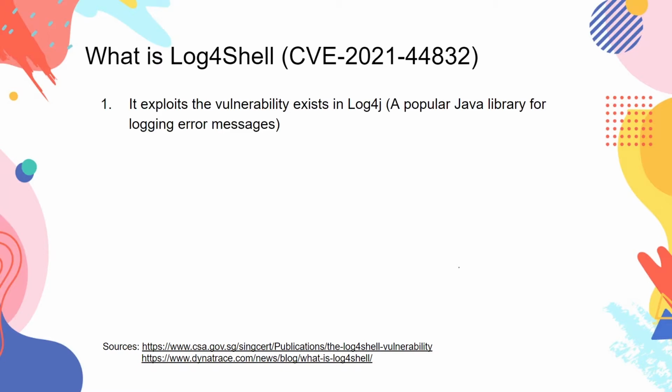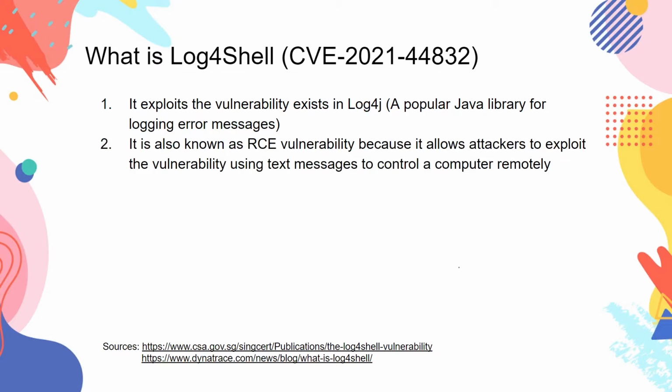Okay, so Log4Shell is an exploitation that exploits a vulnerability that exists in Log4J. Log4J is actually a popular Java library for logging error messages. So if you go to a page that has a 404 error, it will log that and send it to the system administrators. It is also known as an RCE vulnerability because it allows an attacker to exploit the vulnerability using text messages to control a computer remotely. And once the attacker establishes a connection to the vulnerable server, it can do anything inside the server.